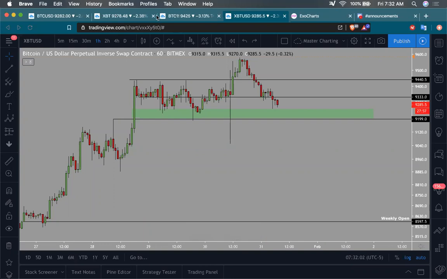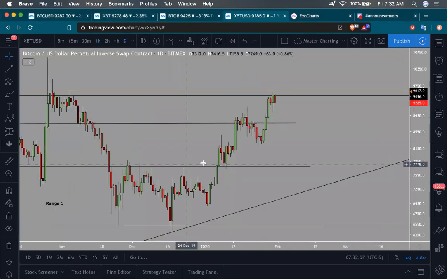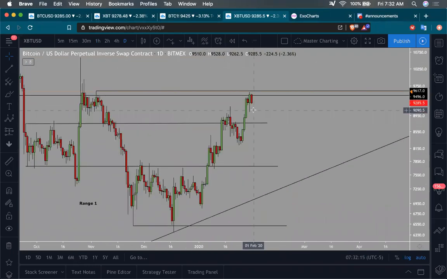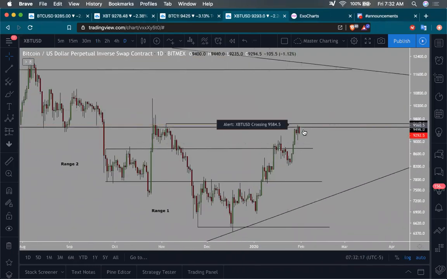Perfect. Okay. Like I said, I'm not of the opinion to want to switch bias of the bullish structure just yet. But I don't want to say I told you so, but I did warn you guys that this $8,500 to $8,600 area was going to be tough, right? I said this over and over again.